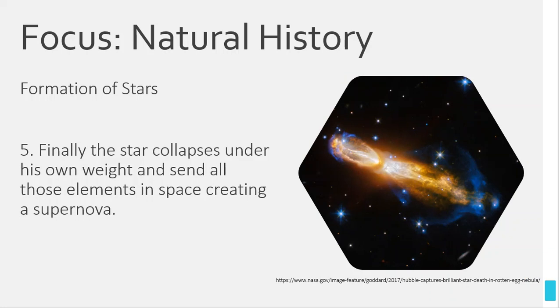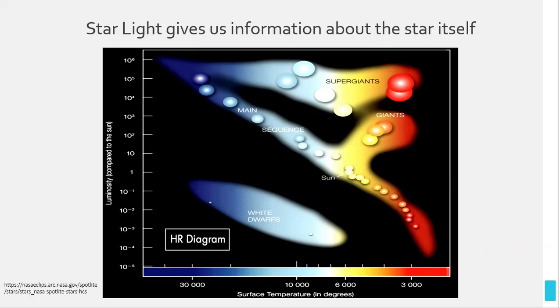Depending on the size of the star, it can produce a black hole or a neutron star, and then it becomes a nebula. Stars can be born out of a nebula, and then the cycle will be closed. The starlight gives us information about the star itself. So we can see here that the red star is going to be way colder in comparison to a blue star, and we can see that the brightness is also an indicator of the characteristics of the star itself.